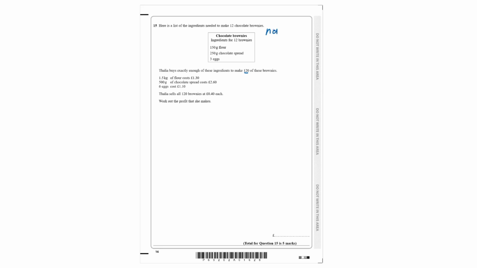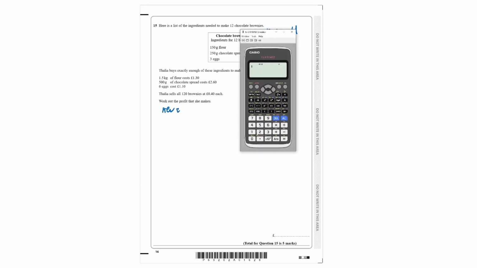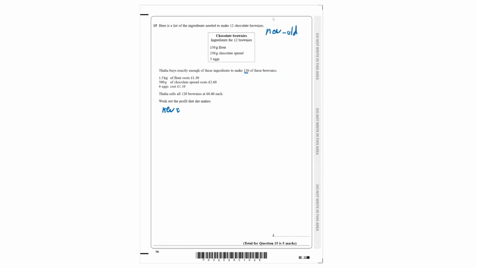Profit is new minus old. Now, we can already find what new is because she sells 120 brownies at 0.4 each. So we can calculate 120 times 0.4 gives us 48. So that means the new value that she sells is at 48 pounds. Now, we have to calculate what the old value is. We can see that the ingredients list only gives for 12 brownies, but she makes 120. So 120 divided by 12 is 10. So that means everything in here we multiply by 10.